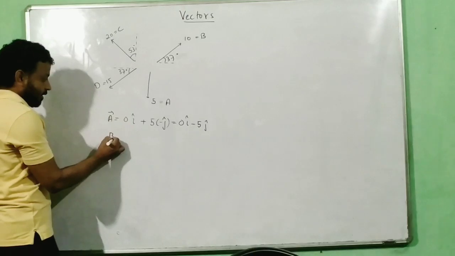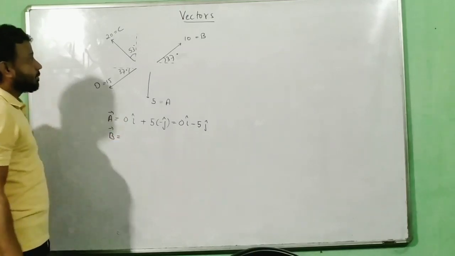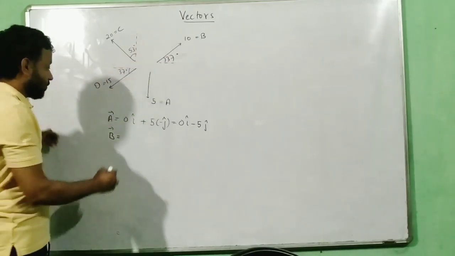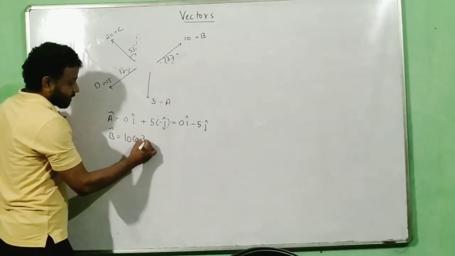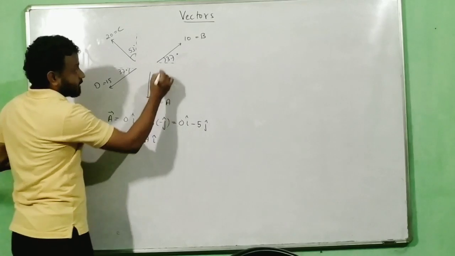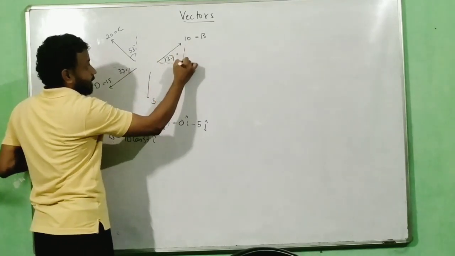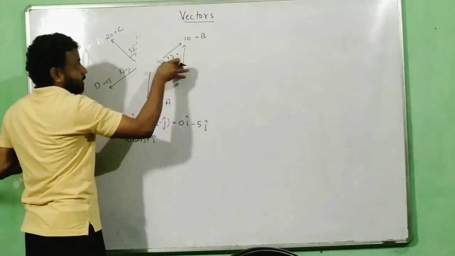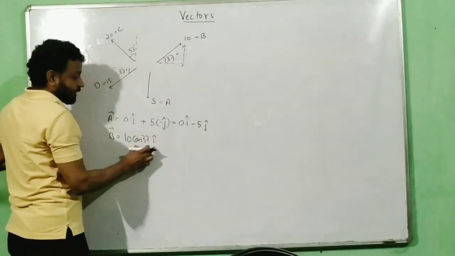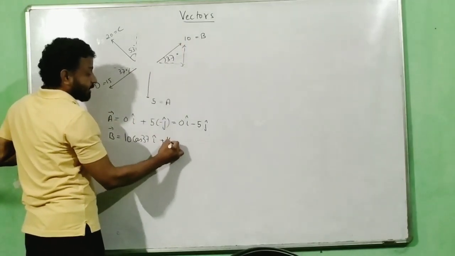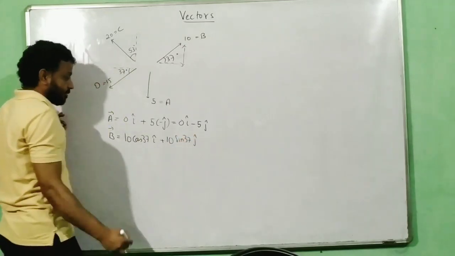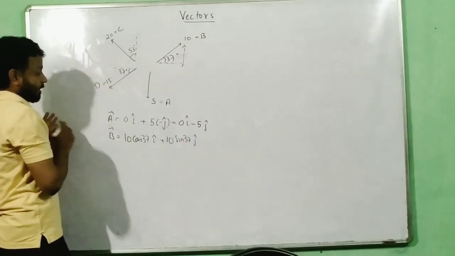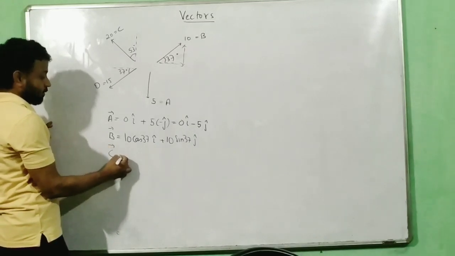Okay. B vector. What is B vector? B vector is 10, 37. So 10 cos 37 is the base part and 10 sin 37 is the perpendicular part. Base, perpendicular. 10 cos 37 i cap plus 10 sin 37 j cap. Okay. C vector. Who is C?